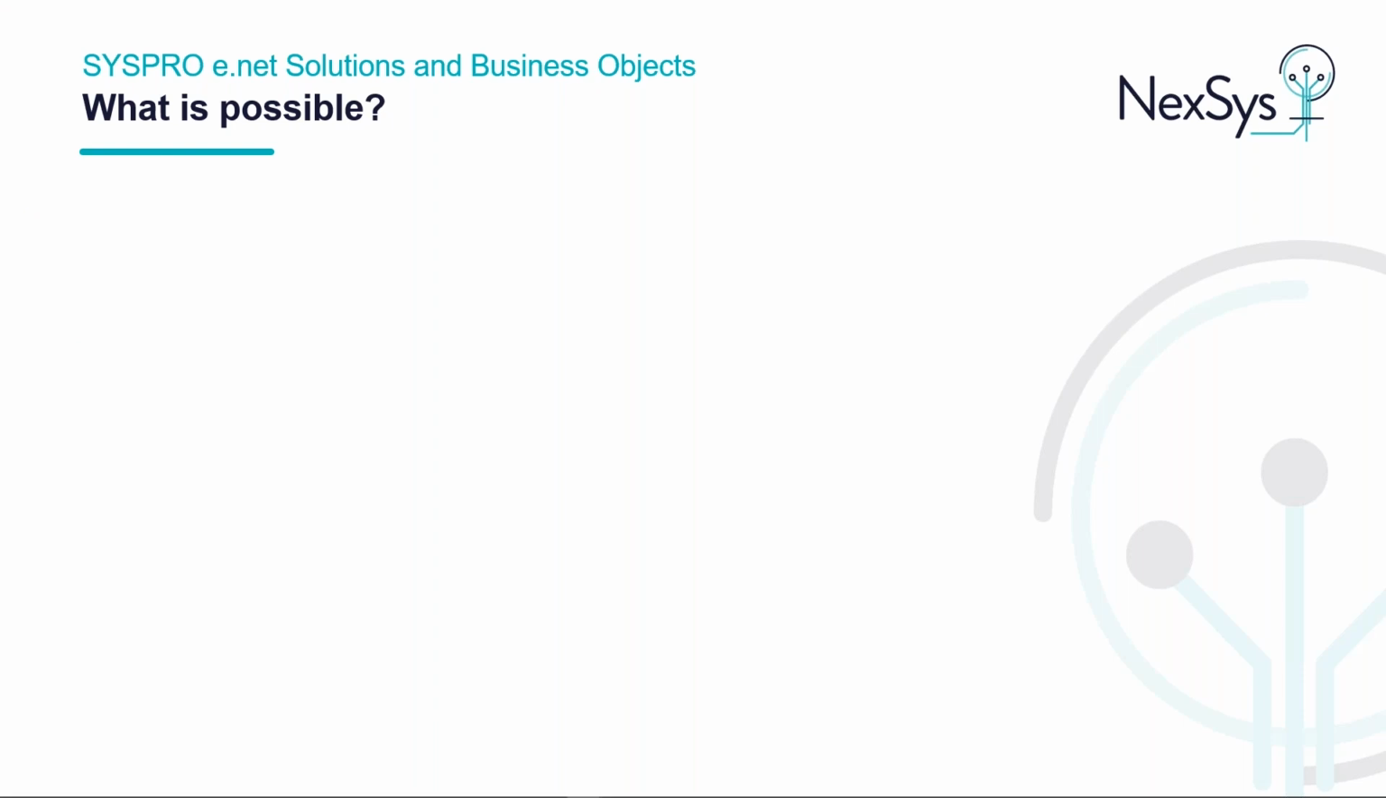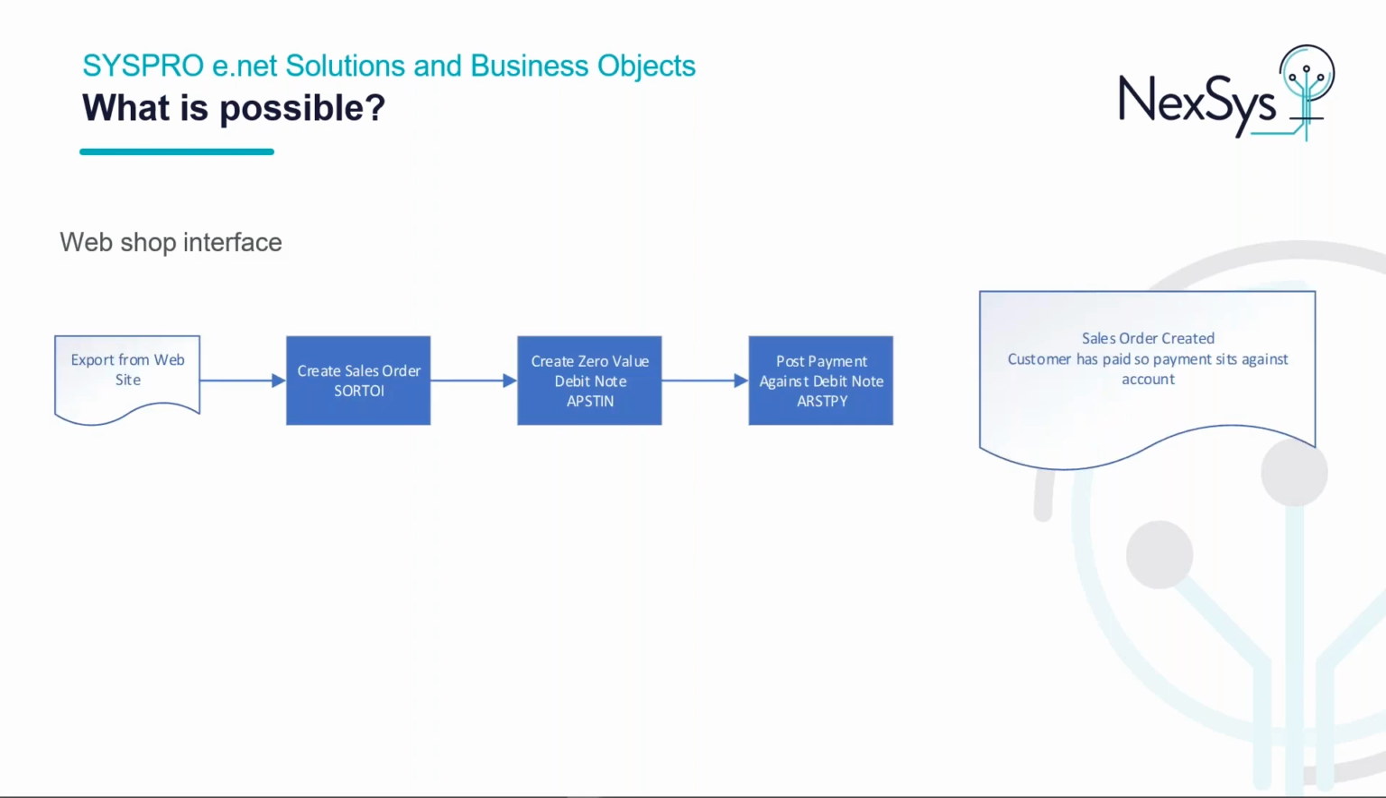So what is possible with the business object? When we talk about fully automated and no input processes, we can do quite a lot, but it all depends what we're trying to do. So in this instance, a quick run through of a web shop interface and what business objects we might call. We can receive any form of input from our website. It could be a file, it could be an API call to something, whatever, and we translate it.